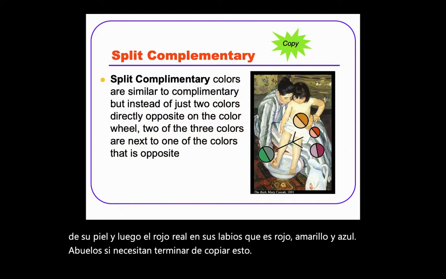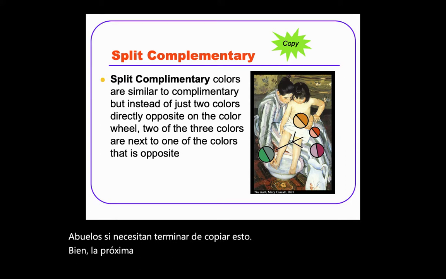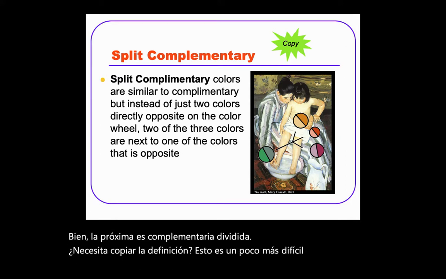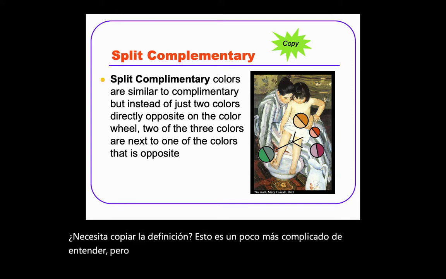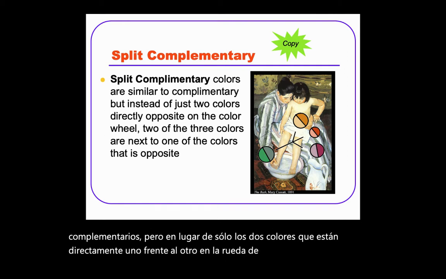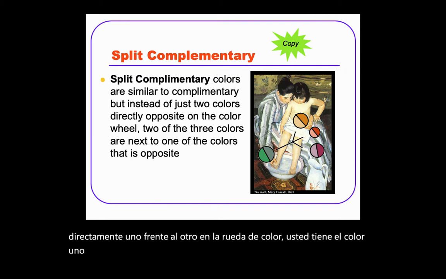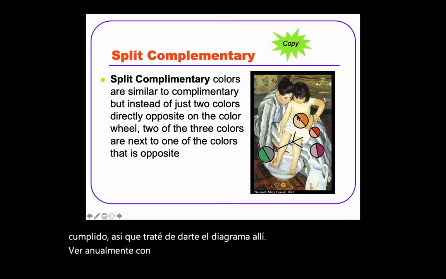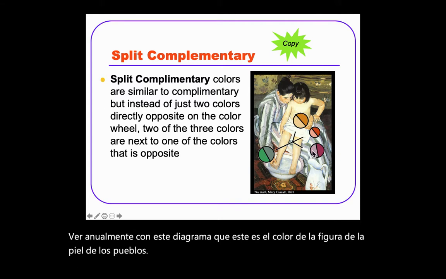Okay, our next one is split complementary. You do need to copy the definition. This one's a little bit trickier to understand, but the definition is colors that are similar to complementary colors, but instead of just the 2 colors that are directly opposite each other on the color wheel, you have the one color, and then on the opposite side, the colors are on either side of the complement. So I tried to give you the diagram there, and you'll see with this diagram that this is the color of the people's skin. This is the purple from her dress.